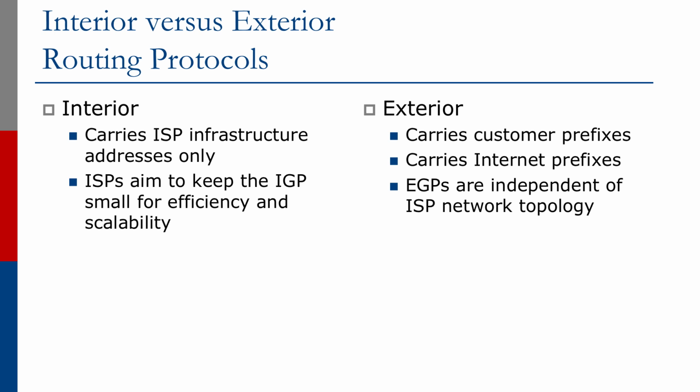For IGPs, the IGP is usually responsible for carrying ISP infrastructure addresses only, whereas for EGP, it carries customer prefixes as well as internet prefixes. IGPs, finally, for ISPs, aim to keep the IGP small for efficiency and scalability, whereas for EGPs, it is independent of ISP network topology.